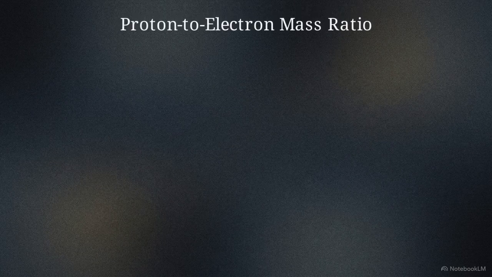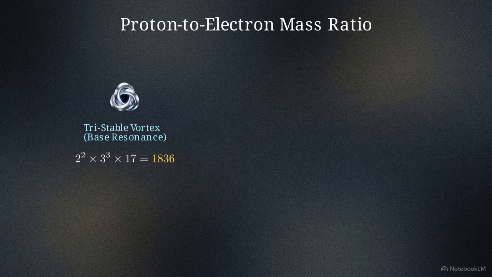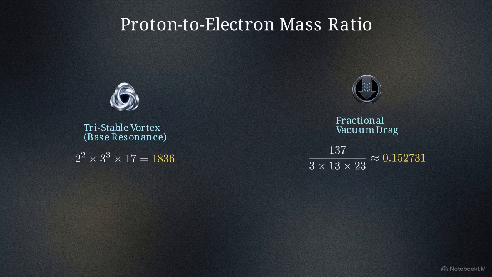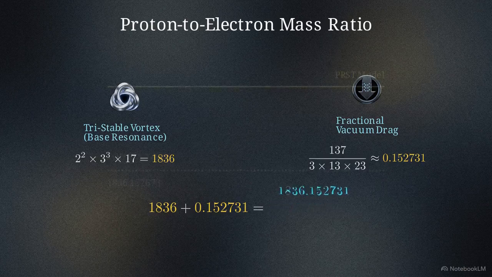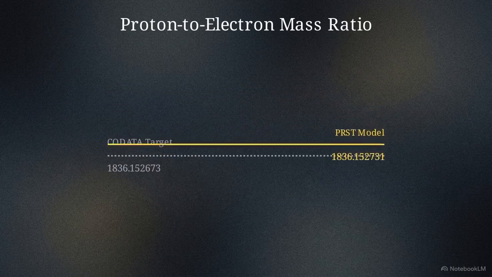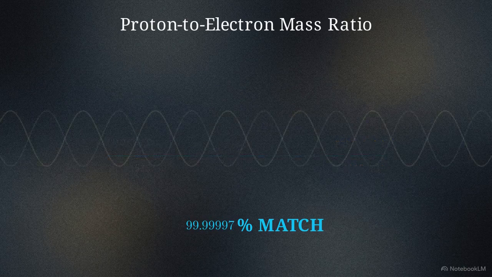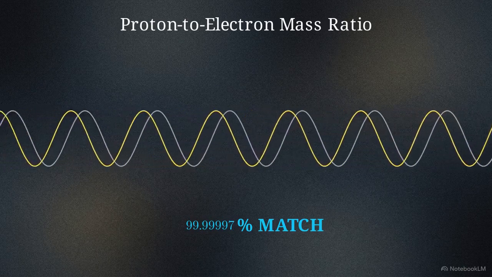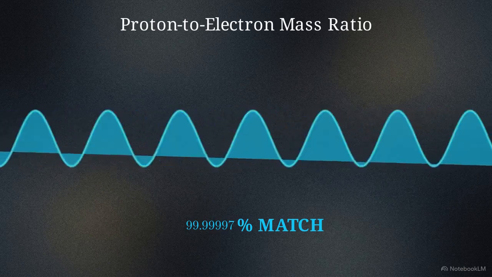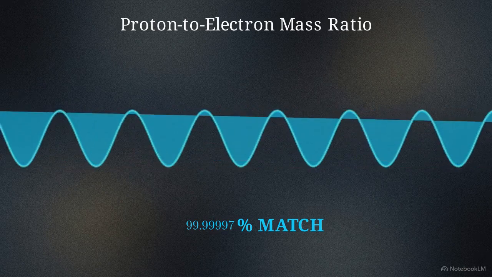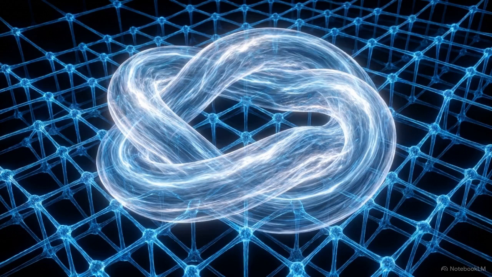Using prime number acoustic resonances, we can calculate the proton-to-electron mass ratio by combining a tri-stable vortex node with a fractional vacuum drag variable. The geometry outputs exactly 1836.152731. This matches the established empirical CODATA target to 99.99997%. The mass of fundamental particles appears to be a deterministic byproduct of prime number geometry operating in the vacuum.